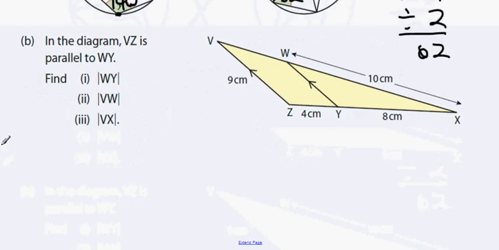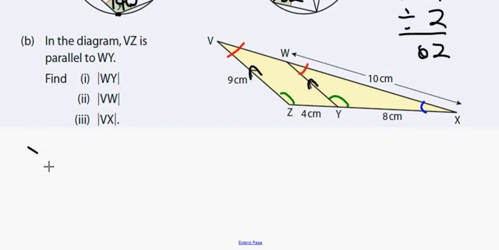4B. In the diagram, VZ is parallel to YW. So these two here are parallel. This makes find WY. Okay, so what this does is it makes these two triangles similar. So red equals red, blue is going to be common, and green angle equals green angle because they're corresponding. Two reds correspond, two greens correspond.